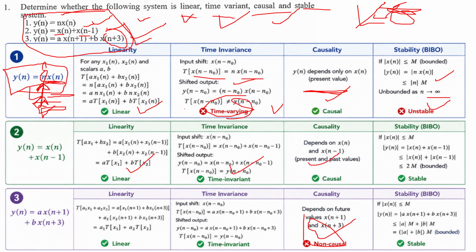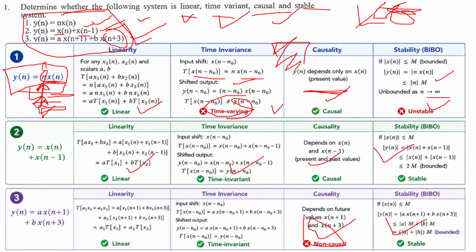Similarly, stability. Here both are stable, because if it is n of n or n square x square and not bounded... Here n of x is something like a rectangular function, so you can find the total area. If you can find the total area, it means stable. Otherwise, if we are unable to find the total area of the signal, it means unstable.